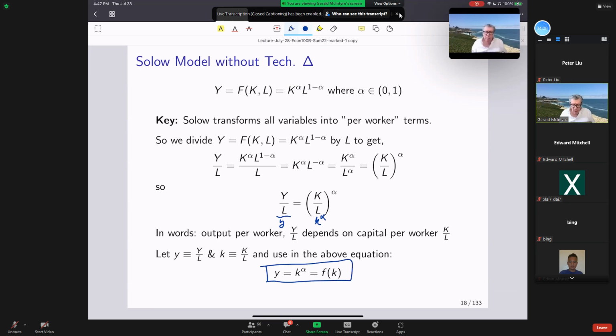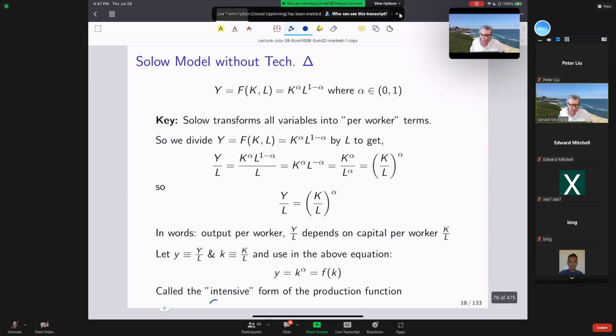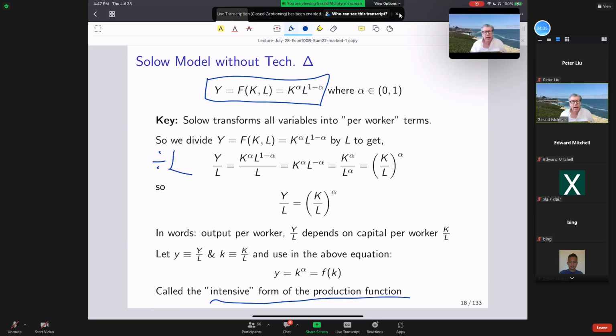That's a much neater and more concise form of the production function, and it's in terms of each worker, per worker terms. There's a name for this production function, and it's called the intensive form of the production function. And notice how we get it. We start up here with this form of the production function, and all we did was divide both sides by L. And then we worked out the algebra, and we got this form.